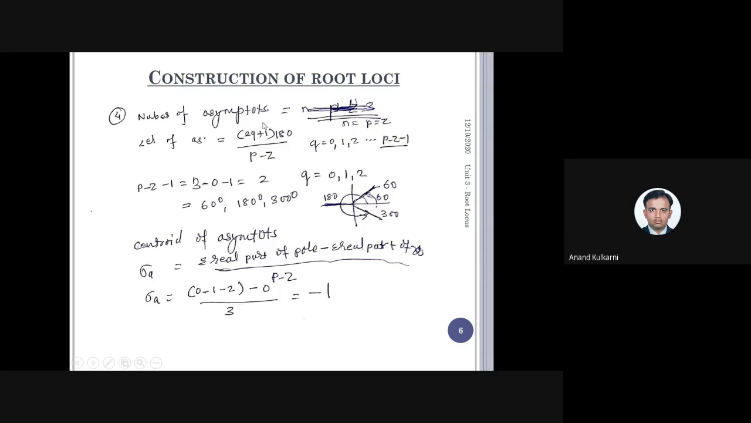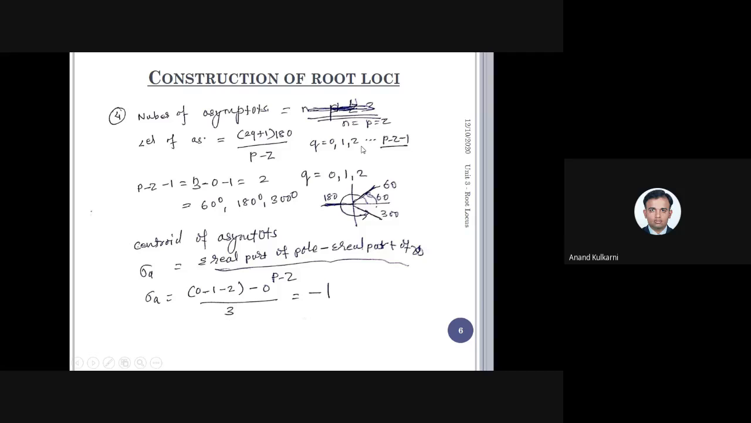So first you put q equal to 0 in this equation. 2 into 0 plus 1 is 1. 1 into 180 is 180. 180 divided by P minus Z, that is 3. So 180 divided by 3 is 60 degrees. Then the second value of q is 1. If I put q equal to 1 here, 2 into 1 is 2, plus 1 is 3. 3 into 180 divided by 3 is 180 only.